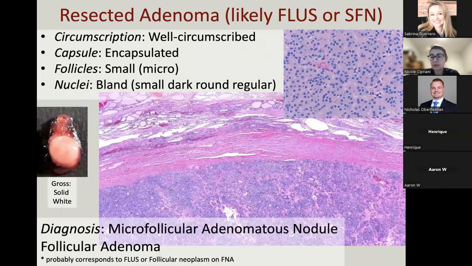So those microfollicular neoplasms, either FLUS or follicular neoplasm on FNA, tend to be essentially microfollicular adenomatous nodules, or follicular adenomas, meaning the follicles are very small, right? Which makes sense. And there's not much colloid. So that really recapitulates what you see on the FNA. Sometimes they have a capsule, sometimes they don't. They don't need to have a capsule, but if the capsule is there, that kind of implies that you have to evaluate the capsule for what?